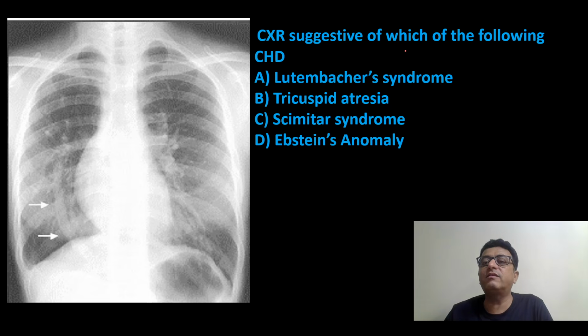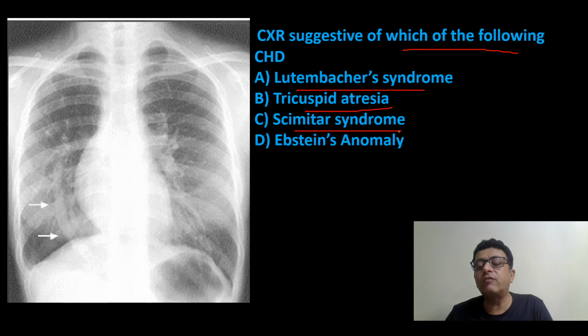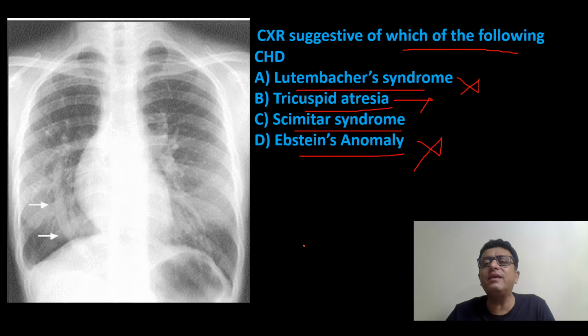X-ray suggestive of which of the following CHD? Is it Lutembacher syndrome, tricuspid atresia, Scimitar syndrome, or Epstein? It's not Epstein, because we already saw the Epstein X-ray. In Lutembacher also we find a dilated heart. Lutembacher is ASD with rheumatic mitral valve involvement, rheumatic MS with ASD. It can't be tricuspid atresia, because in tricuspid atresia the LV is the predominant ventricle.